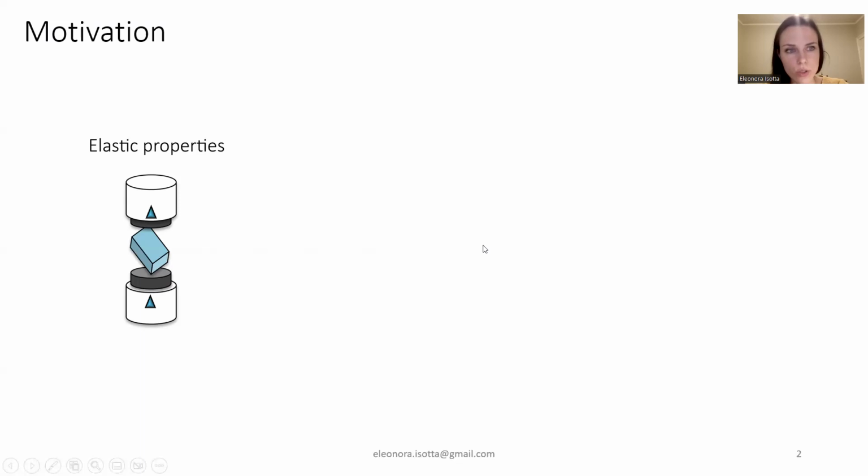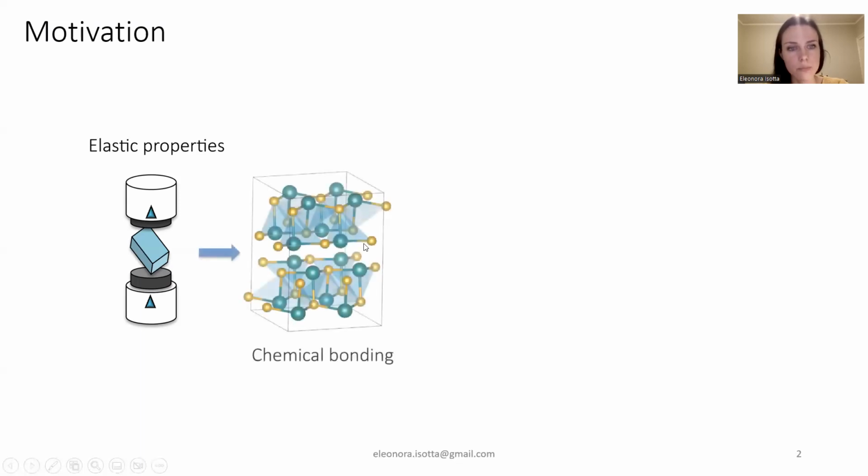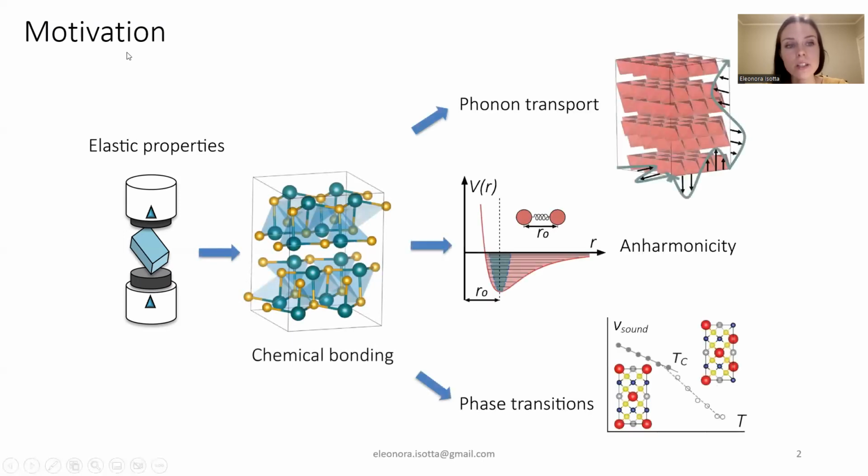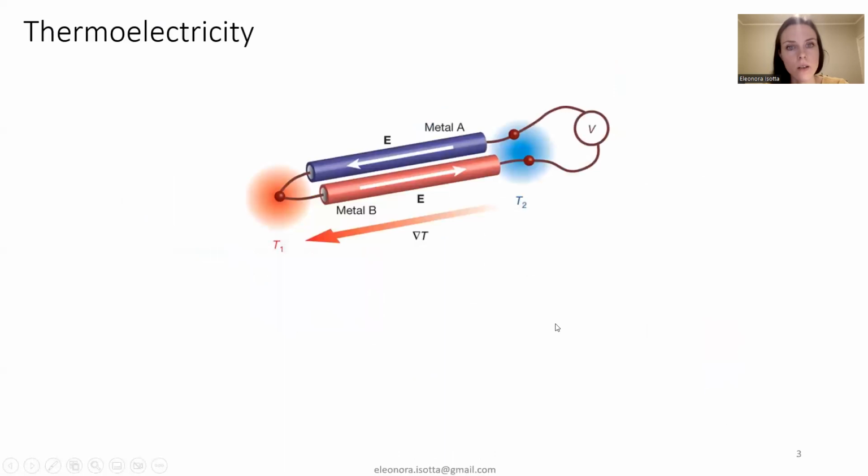So the work is focused on elastic properties, and in particular, we want to explore how these are connected with chemical bonding in materials, and how we can use this understanding to interpret trends in phonon transport, understand the anharmonicity of bonds, and also unveil details of phase transitions. So all of this understanding is important, for example, for the study of thermoelectric materials.